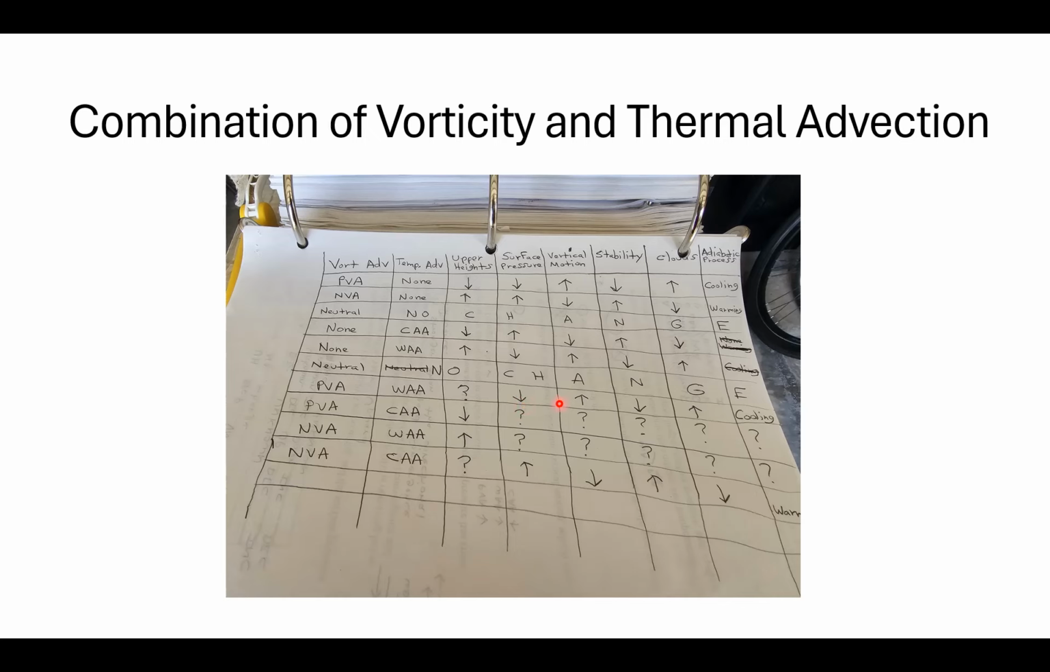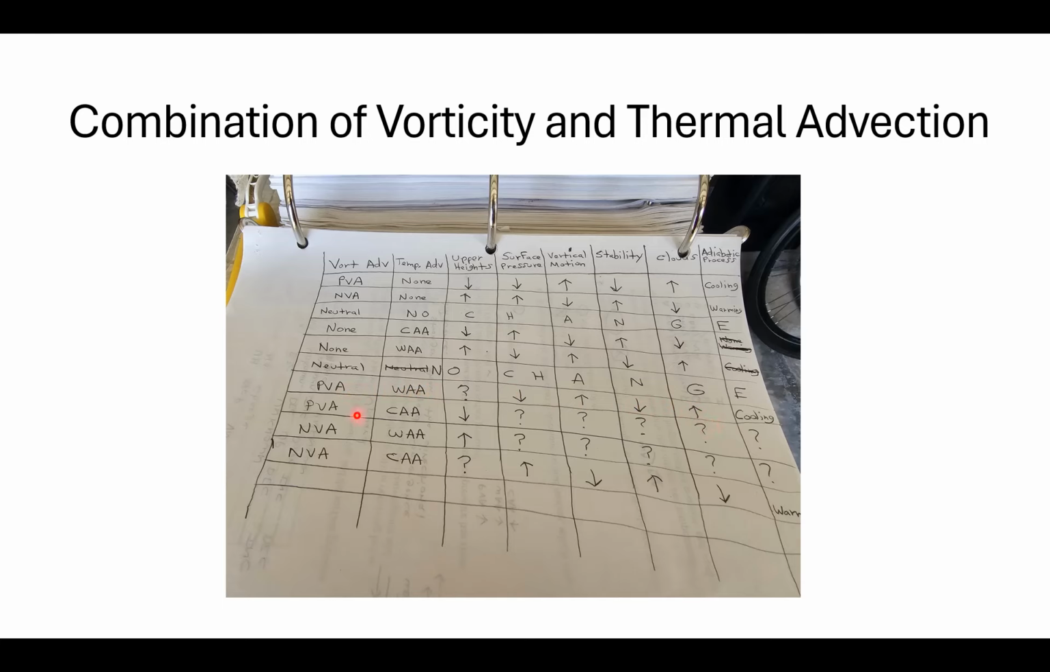Now, the vertical motion is going to be rising air motion with PVA plus warm air advection. And then stability will decrease because we have that rising air motion, an adiabatic cooling process. And then we're going to increase our clouds. When we have positive vorticity advection, PVA, plus warm air advection, our clouds are going to increase.